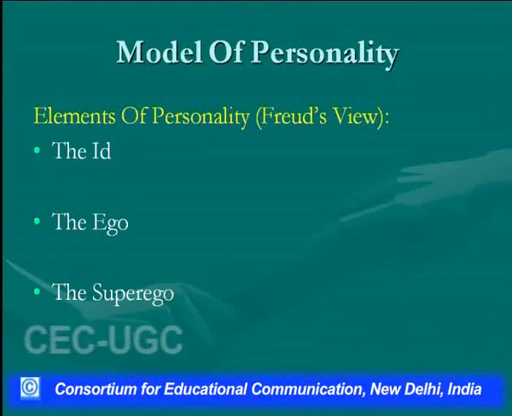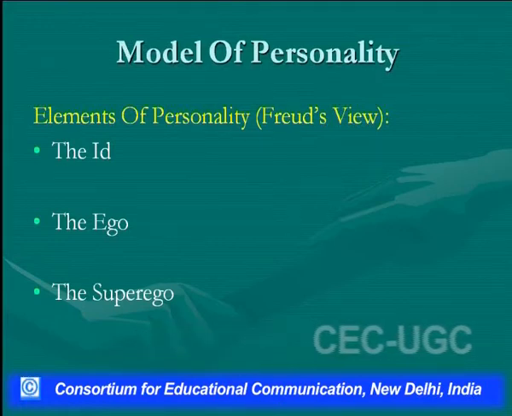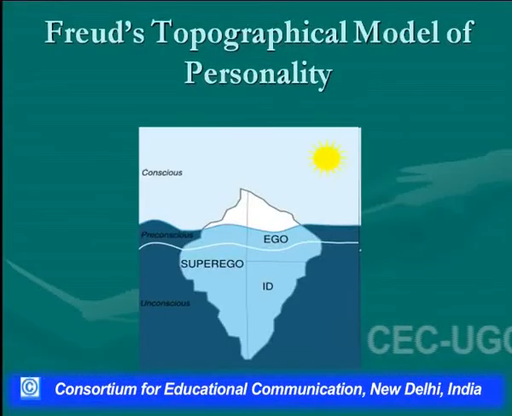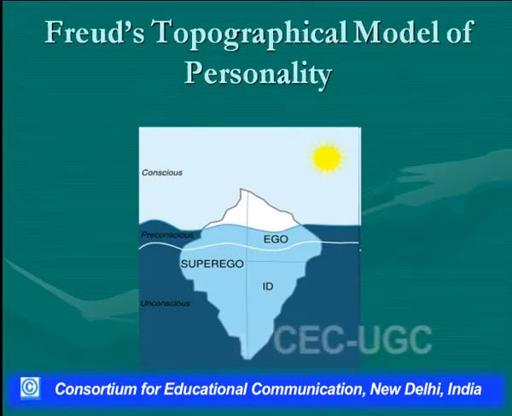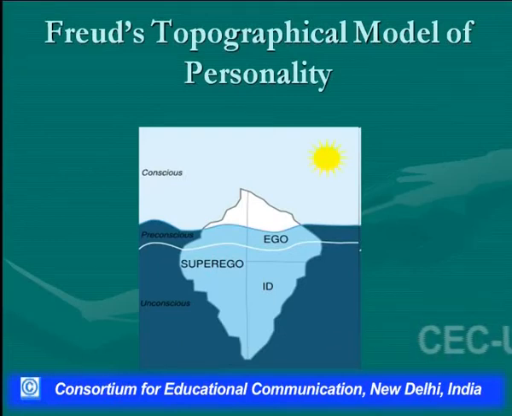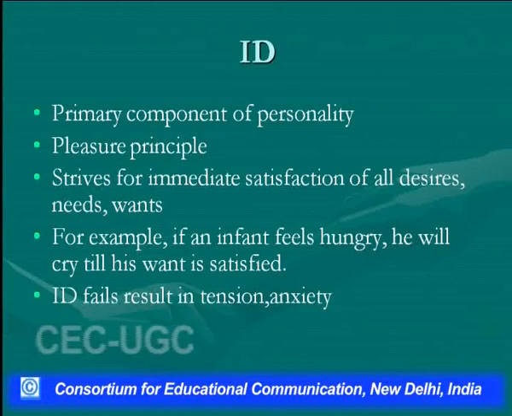Then we talked about the elements of personality according to Freud's view. The first is the ID, the second is the ego, and the last is the super ego. It is very important to understand that the ID and the super ego are a part of the unconscious stage, the ego is a kind of preconscious stage, and the conscious stage is when you are fully awake and you know about your surroundings. So let us now discuss what the ID means.